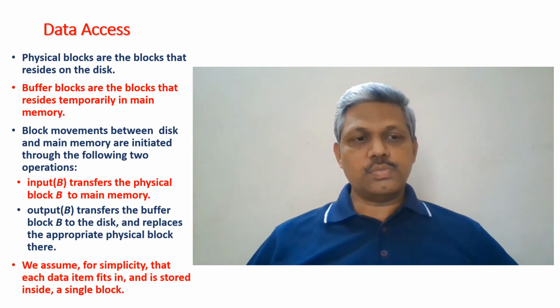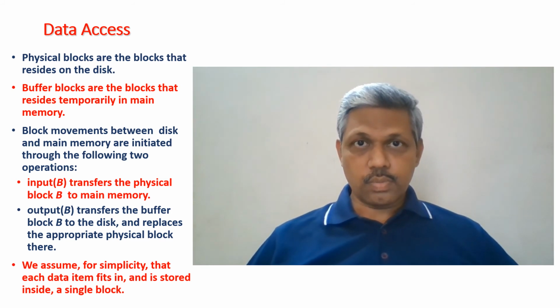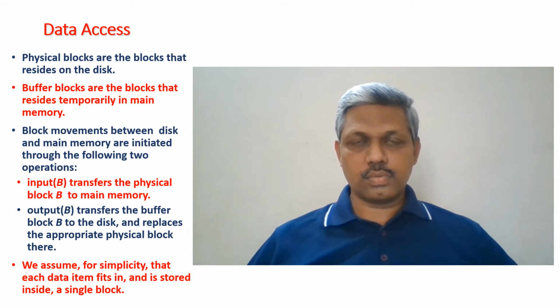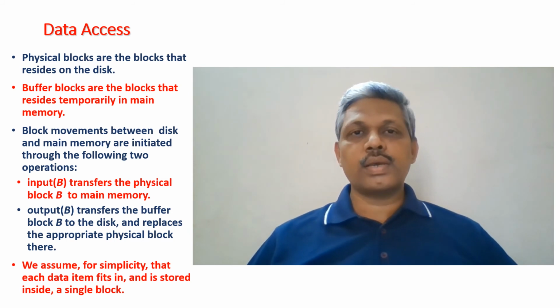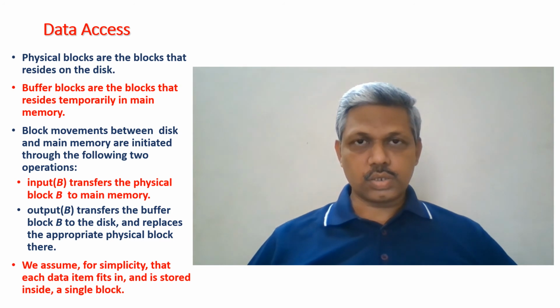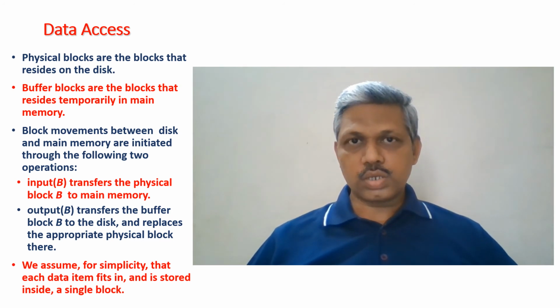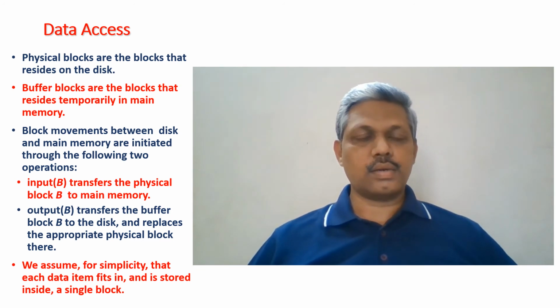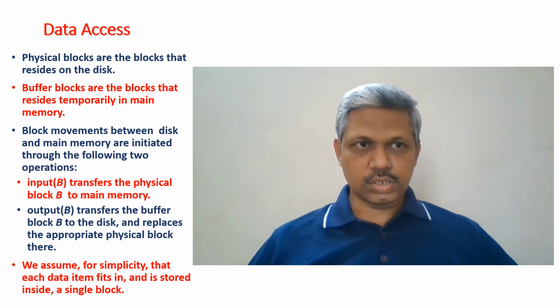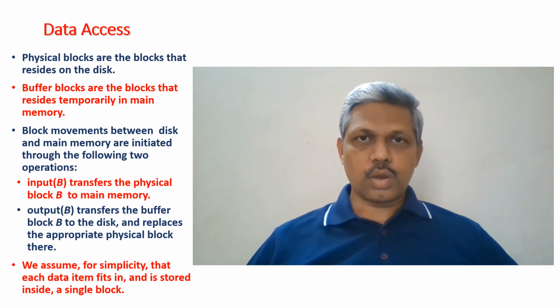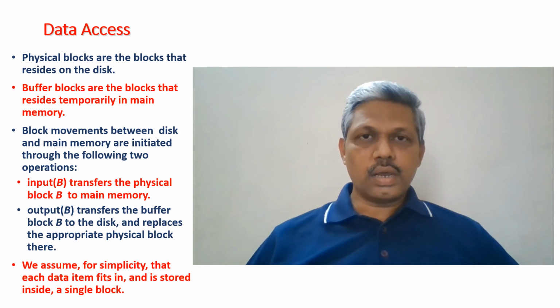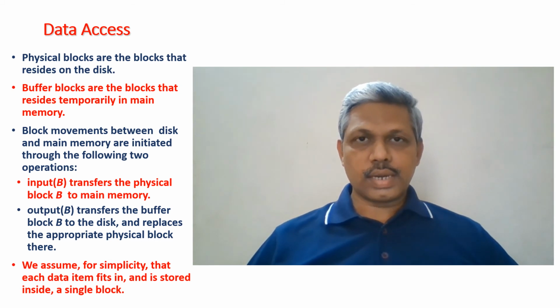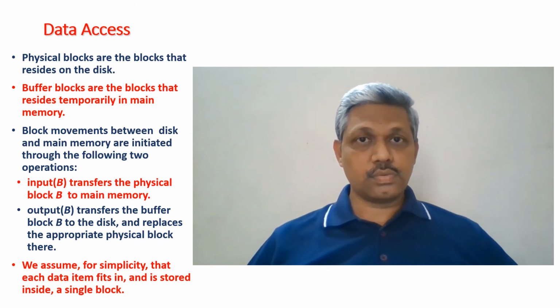And here we assume that each data item fits into only one block, and that is what we explained in the last slide also, that no data is spread across two blocks, and no two blocks will have common data, and so on and so forth. So we need to have certain restrictions on that to understand the block transfers. So from here onwards, we talk about data transfers in terms of blocks only. Again, two types: physical blocks and buffer blocks.